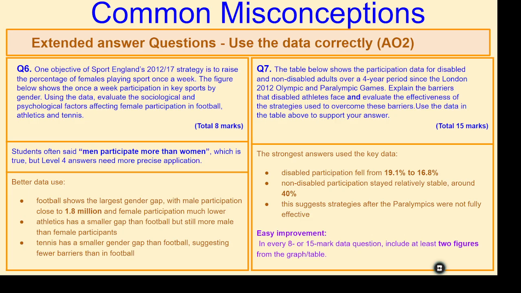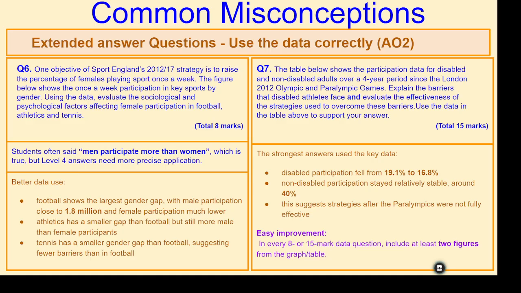Okay, strongest answers use the data. The disabled participation fell from 19.1% to 16.8%. Great, you use that mark straight away. Non-disabled participation stayed relatively stable, around 40% participation. This suggests strategies after the Paralympics were not fully effective.